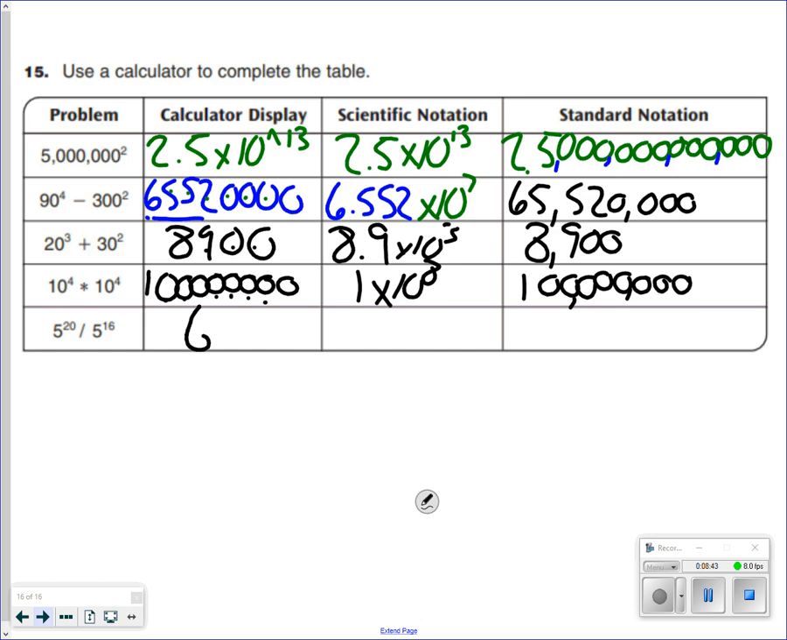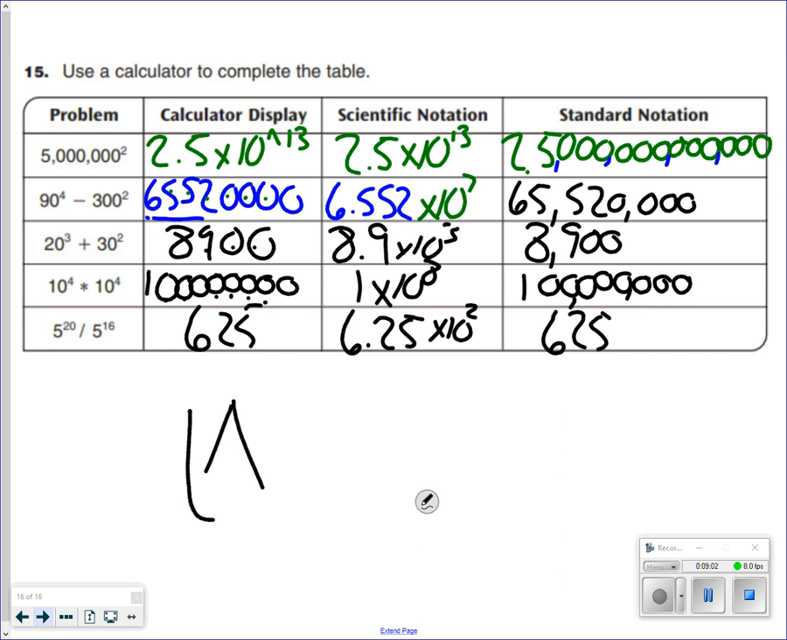Last one, you get 625. That'd be written as 6.25. You have 2 numbers after the decimal, times 10 to the 2nd power. Answer is 625. We got some calculator practice today. Just keep in mind when you're using your calculator, if you're getting some bogus numbers, make sure that you're actually putting that exponent symbol in there. That makes a huge difference. Hopefully this helps. Good luck with scientific notation with your calculator today.